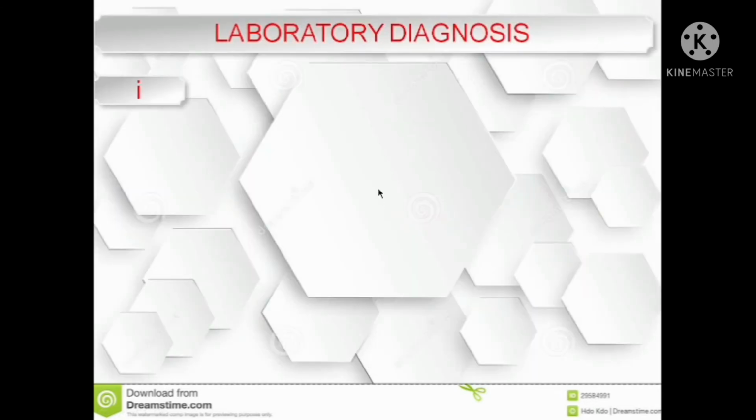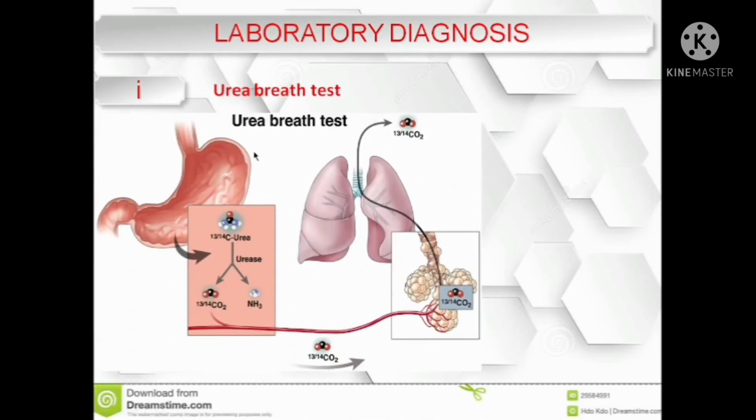In the lab, this is what we do, the tests that we run. The first one we talk about is the urea breath test. What happens in the urea breath test? Here, the individual we suspect of having the ulcer is given a labeled urea. It is given orally, through the mouth.